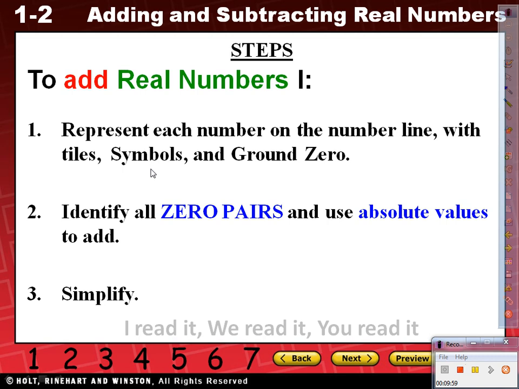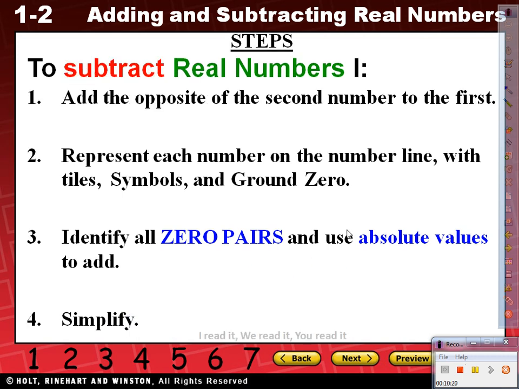Remember I said, what does this represent? What was the first thing you did? You got your tiles, right? Didn't we do that? Represent it using tiles and symbols. And then what did we do? Find zero pairs, and then at the end we just came up with whatever number it gave us. That's simplification, okay? Subtraction is very similar.